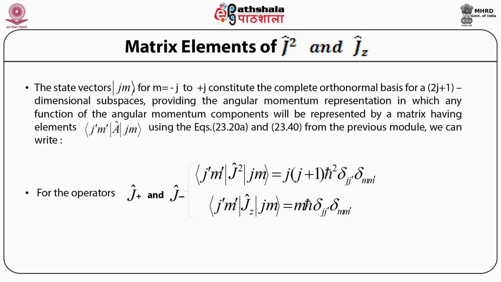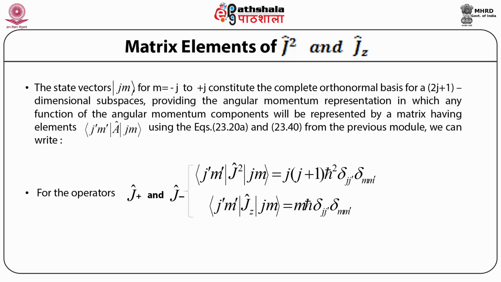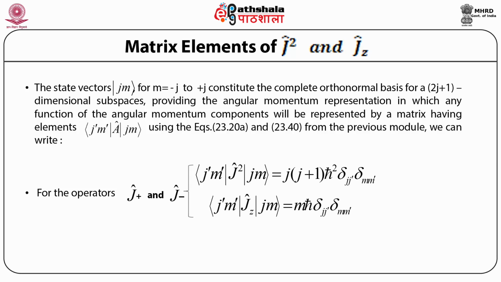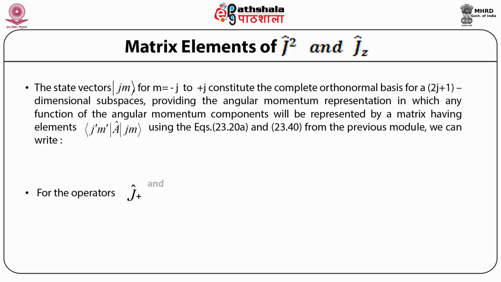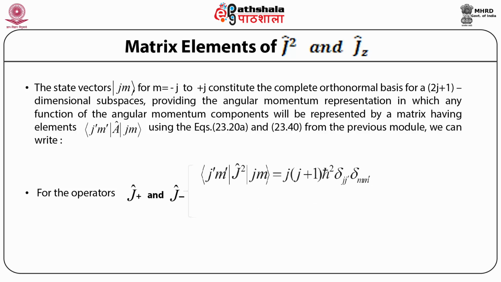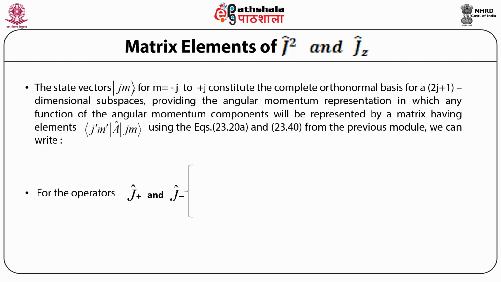And so from this, we can write for the operators J plus and J minus how we can find out their values, which means that using the values of the operator J square and Jz, we can actually find out the values of the operator J plus and J minus, where J plus is the incremental operator or the creation operator, and J minus is the decremental or the annihilation operator.